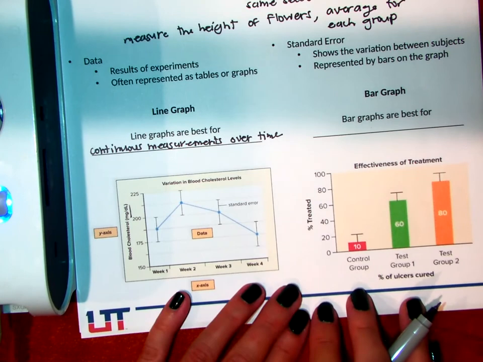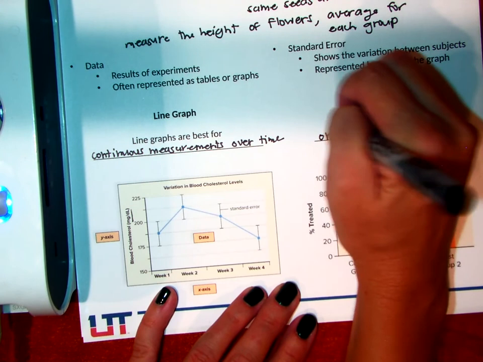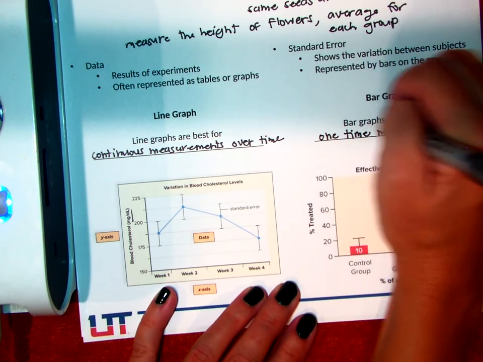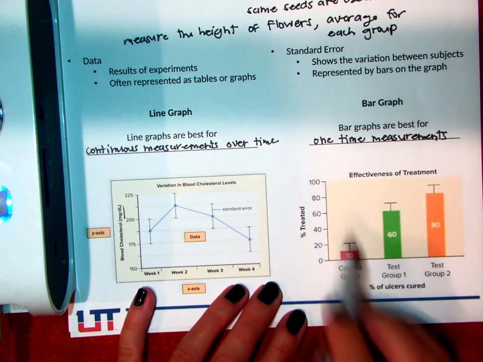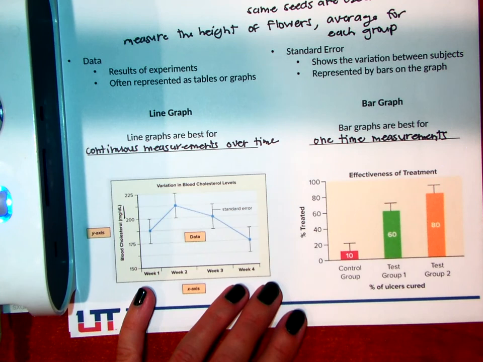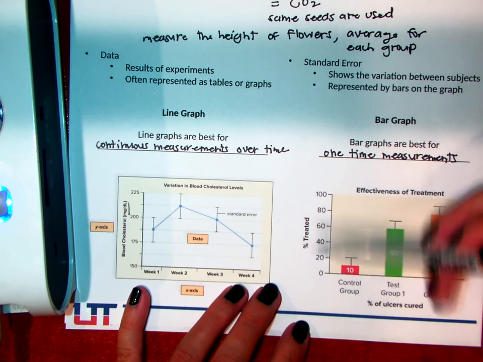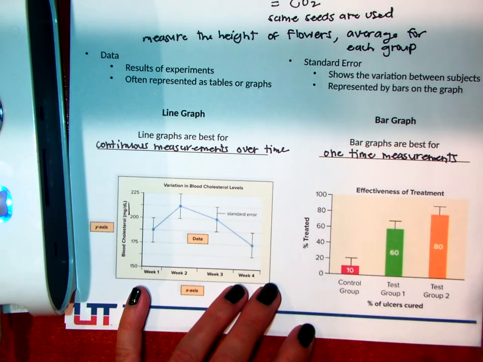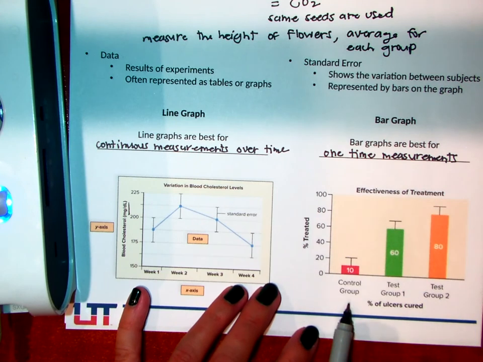Over here we have a bar graph, and bar graphs are best for one-time measurements. And on this one, the title is Effectiveness of Treatment. That's not very specific, but here on our x-axis, we can see it's labeled percentage of ulcers cured. And then percent treated over here on the y-axis. So obviously our range goes from 0 to 100%. And then we have our control group, test group 1 and test group 2.